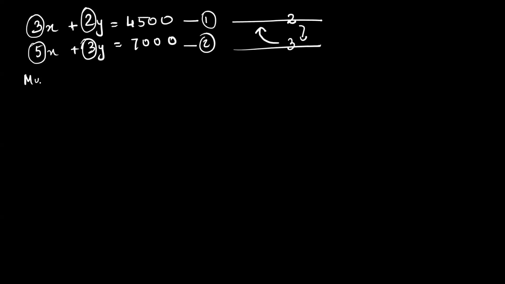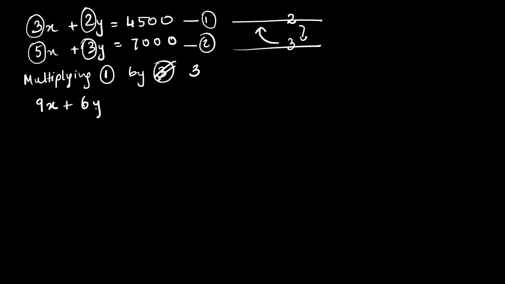So I will write, multiplying equation 1 by 3. All these numbers will get multiplied by 3. 3 3s are 9x, 3 2s are 6y, and 3 zeros are 0, 3 5s are 15, 3 4s are 12, so 13,500. This becomes my equation 3.